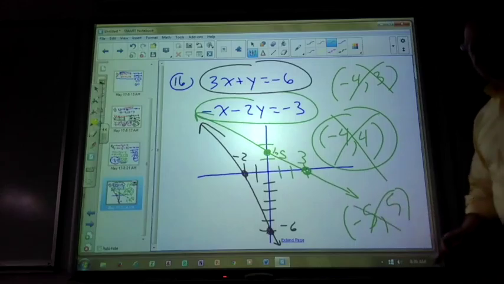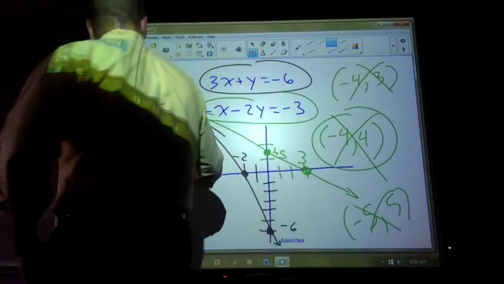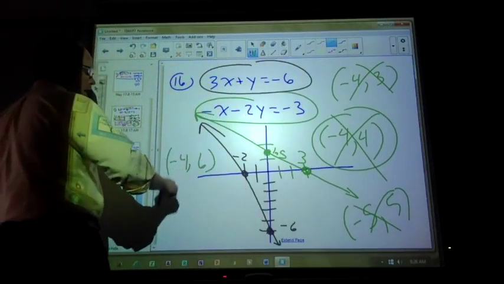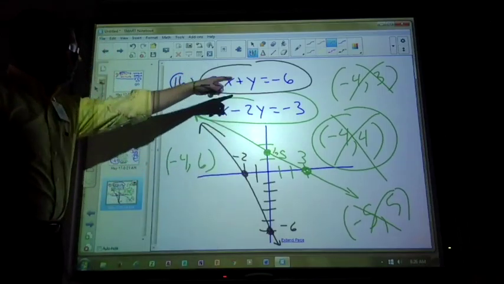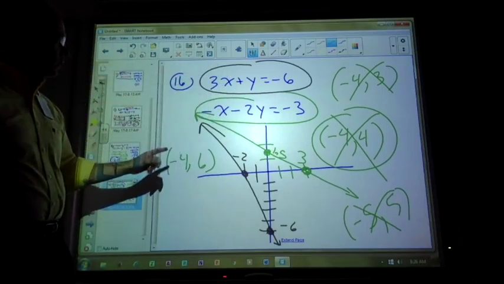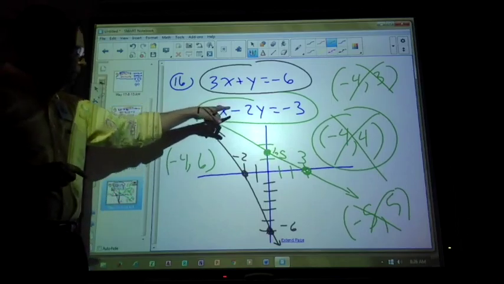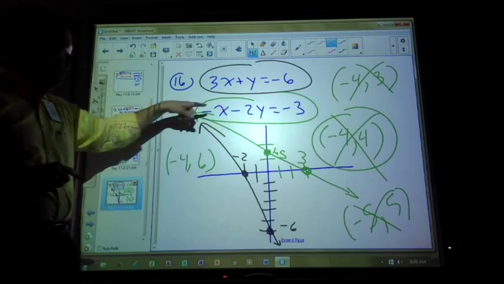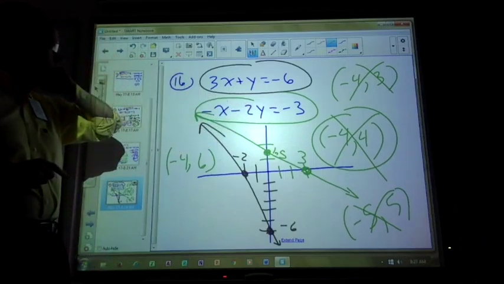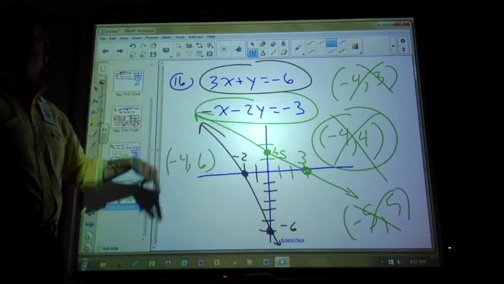Gage? -4, 6. Let's plug that in. I get negative 12 plus 6. That's negative 6. That works on the first one. Second one, negative negative is positive, so that's 4. It's 4 minus 12. No, it's going to be off. That worked on the first one, though.